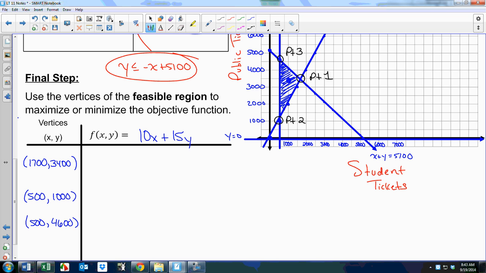We're to that finishing point to find the maximum profit. Plug these in and see what happens. Your maximum will be one of the vertices. So plug them into the function. Your maximum will occur at one of the vertices.